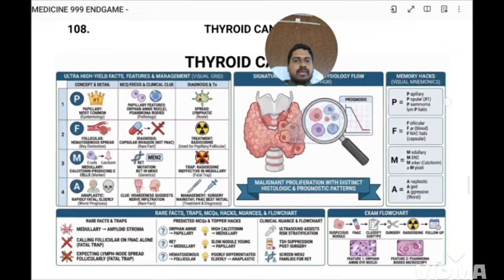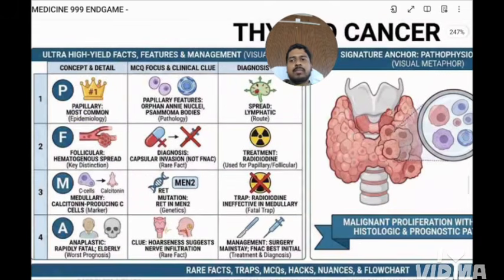Now, coming to thyroid cancer. This is a surgery topic, also a pathology topic, so we'll just touch it superficially only. There are 4 main types. One is papillary carcinoma, which is the most common. Second is follicular, third is medullary, and fourth is anaplastic. In papillary, the most common features are Orphan Annie nucleus and psammoma bodies, which we have already discussed in pathology. The spread is through the lymphatic route.